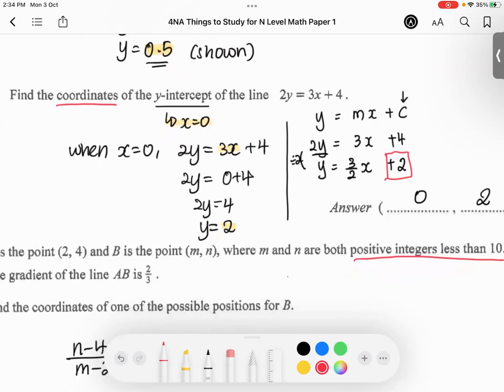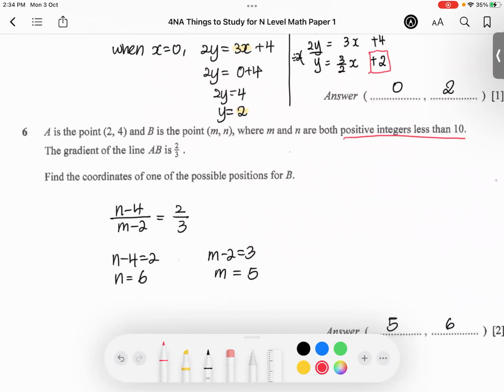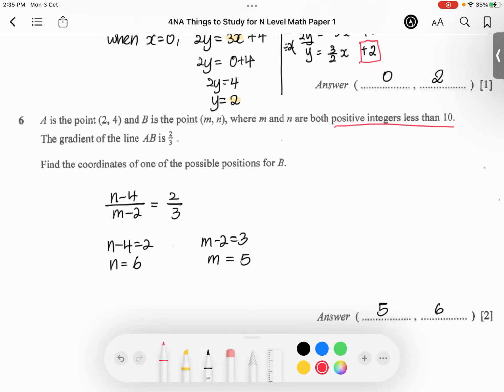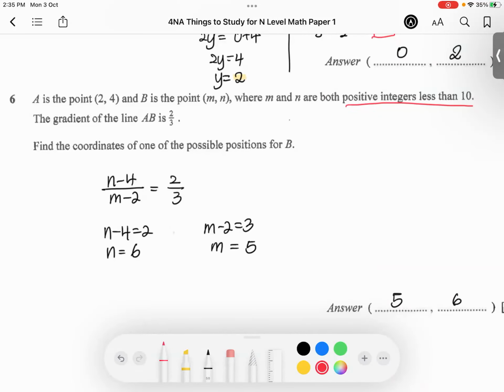Okay, next question. Now, the next few questions are some of the new trend questions, where they ask you to form an equation to solve using either the gradient or the length between 2 points. For example, question 6 here, A is this point and B is this point. You notice there are 2 unknowns in this case. They mention that both m and n are positive integers that must be less than 10. The information that they give you is that the gradient is equals to this number.